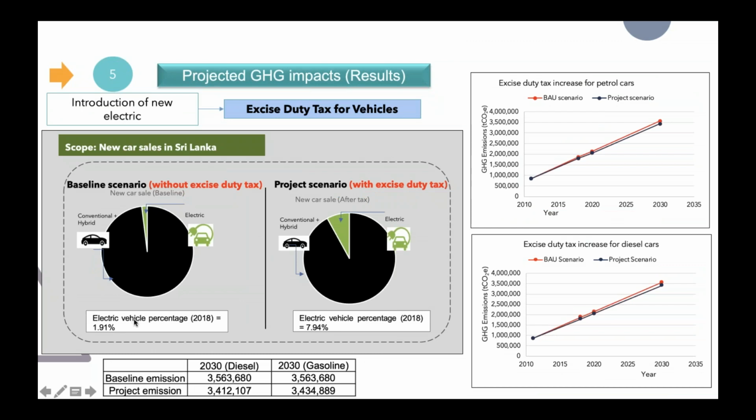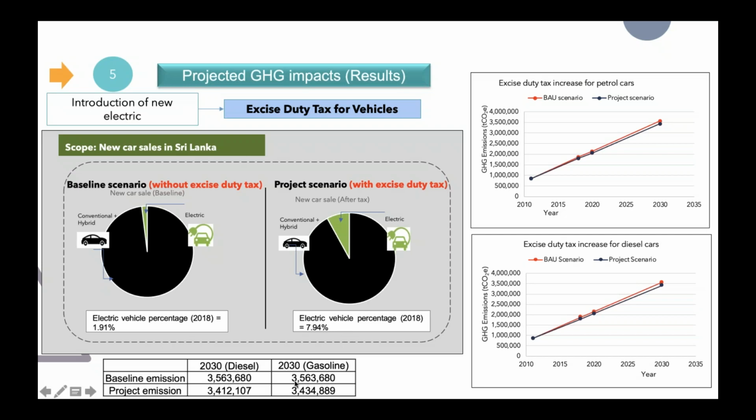But most importantly, the excise duty, which is very important. You can see the percentage change. Without the excise duty, the electric vehicle share is only around 1.9%, whereas with the excise duty, in particular to promote electric vehicles, the share increases to 8%. So this is a significant share. One of the main reasons is that the government reduced the excise duty on electric vehicles by 50%. So that's why it has a significant impact.